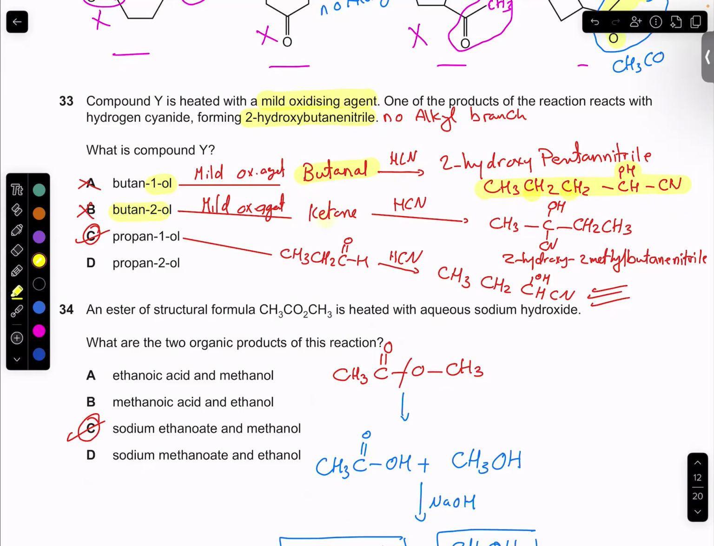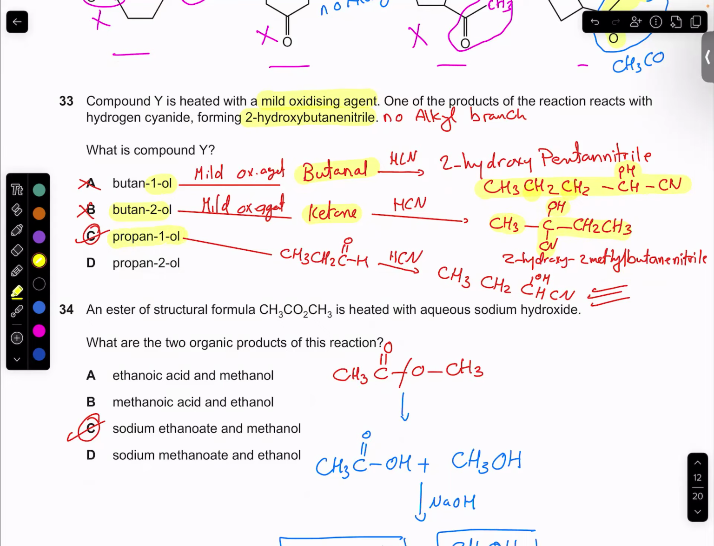For this one also, butan-2-ol, the OH exists on carbon number 2, so the oxidation gives a ketone. And if you add HCN to the ketone, it will produce this compound, which is 2-hydroxy-2-methylbutane nitrile.